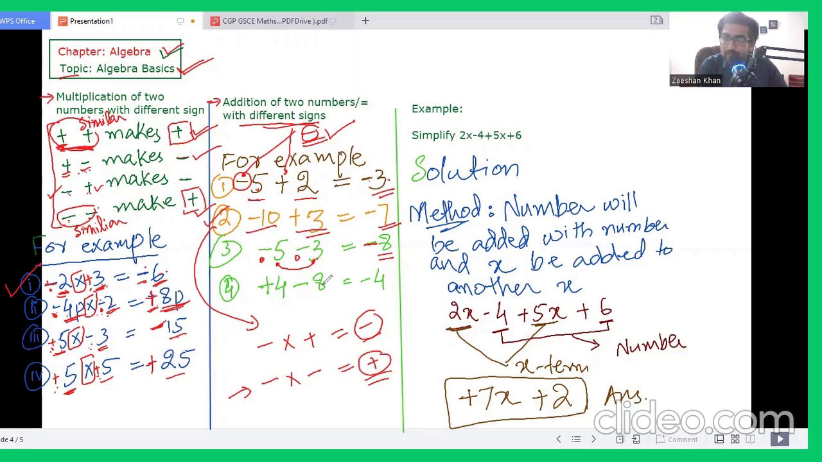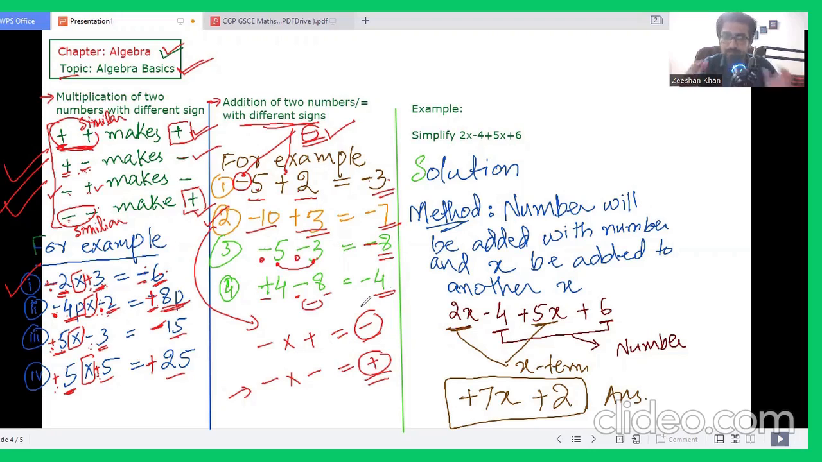Now plus 4 minus 8. So plus and minus is minus. We have studied that here previously. So plus and minus is minus. So it means we will subtract the smaller number from the bigger number. So 8 minus 4, we got 4. And we will write the sign of the bigger number. So bigger number is 8. So therefore we will write this negative sign over here.